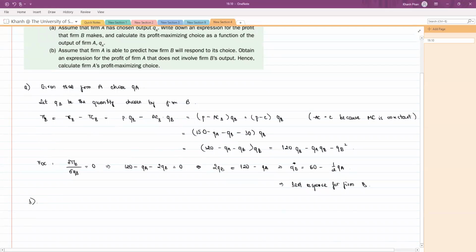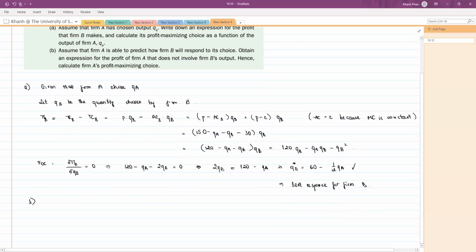So part B asks you to assume that firm A is able to predict how firm B will respond to its choice. Basically, firm A is able to see this equation. So firm A knows that if I choose QA, firm B is going to react by following this equation over here. Firm B is going to choose its output QB following this equation. Then how much should I choose in order to maximize my firm's profit?